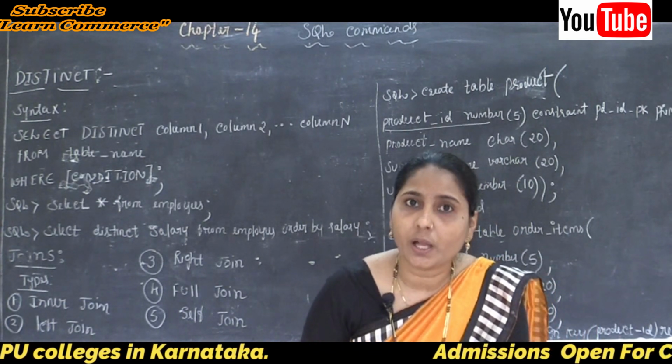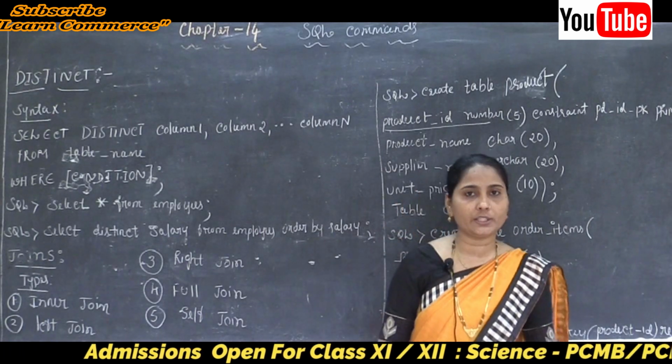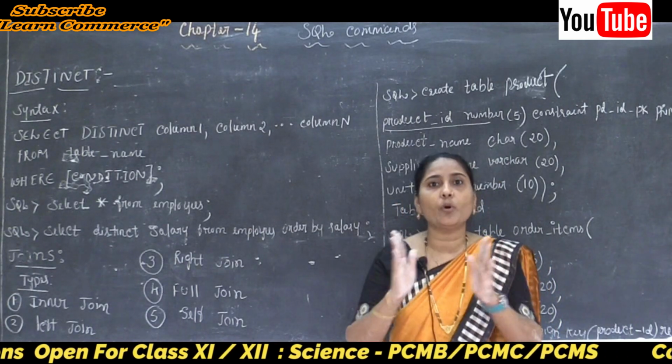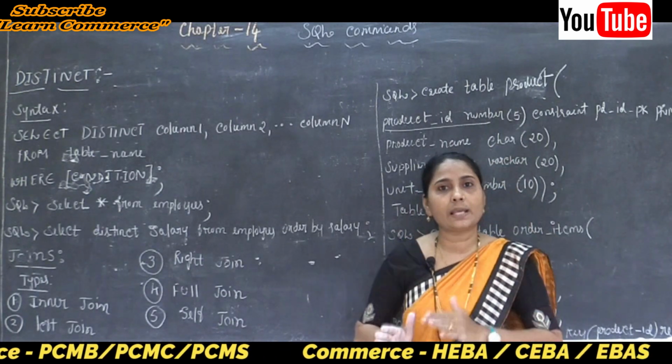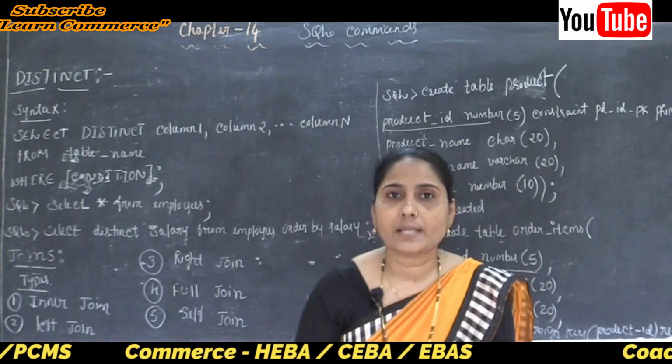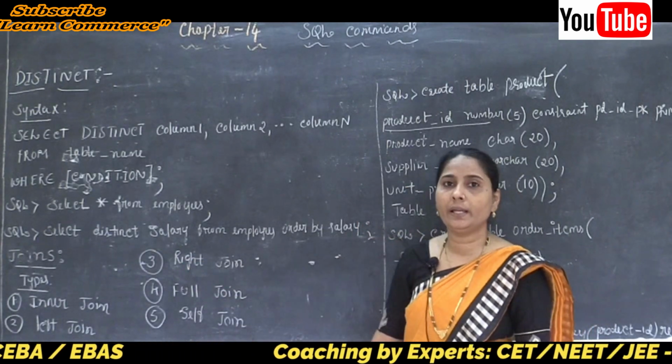Clear on this point? Some types are there in joining. The first join is the inner join. When there is a match in both tables, whatever columns are in the first table, the same column is needed in the second table also. Then only we can use this join type, the inner join.